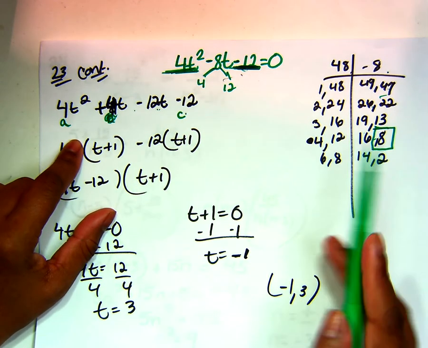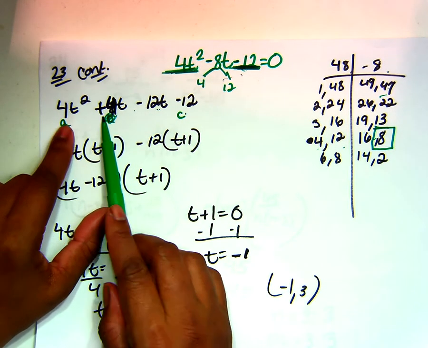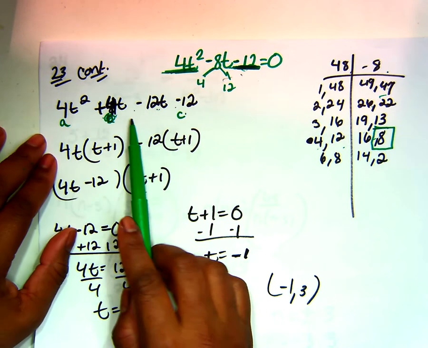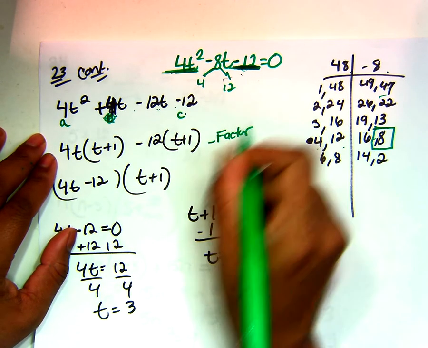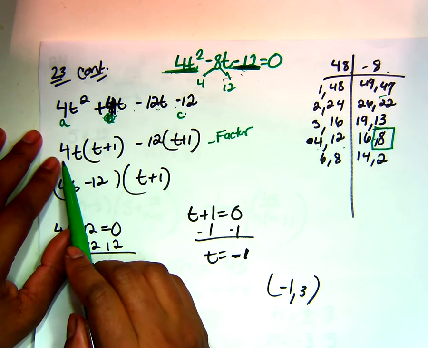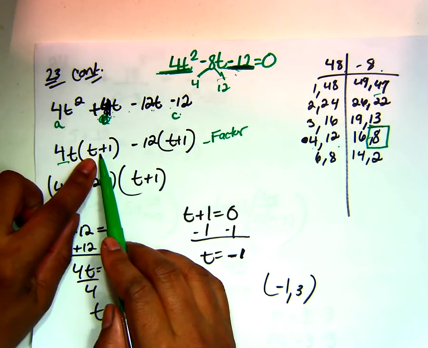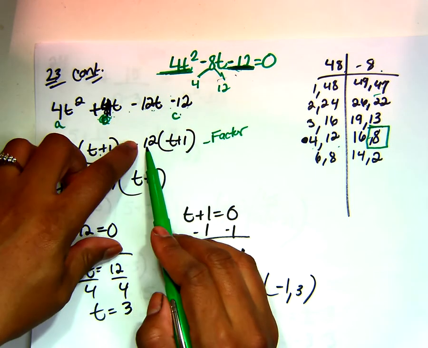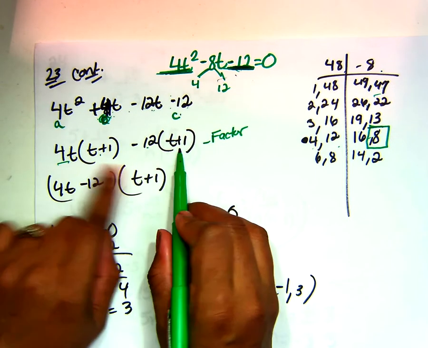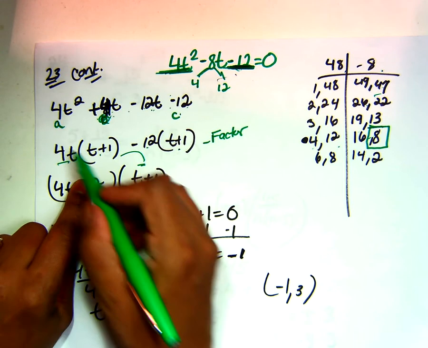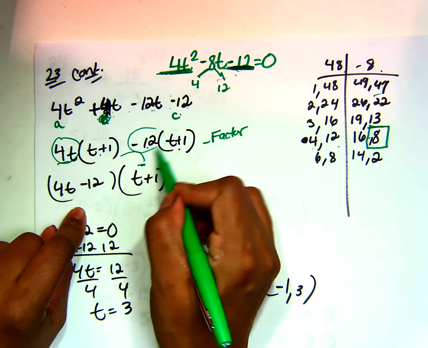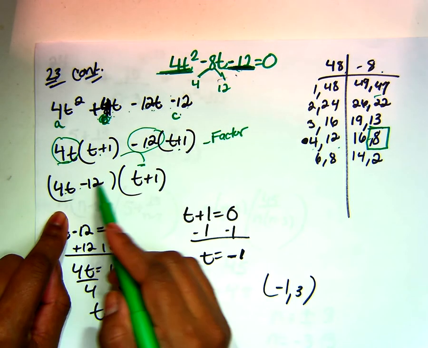Because conveniently we have 4 and 12, I put my 4's together, put my 12's together. Now I'm going to factor. I factored out the 4t right here, which gave you that, so I'm now left with t plus 1. Factor out negative 12 right here. And notice how both of them have t plus 1. So that t plus 1 comes back. Look on the outside of each set of parentheses. You now have 4t minus 12.